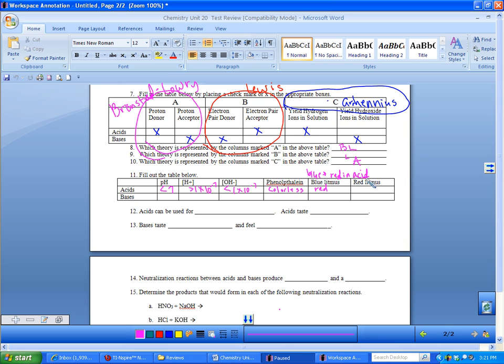Both of them end in D. That should help you. And then red litmus paper turns blue. I'm sorry, that's a lie. Red litmus paper stays red in acid. Doesn't change color at all.